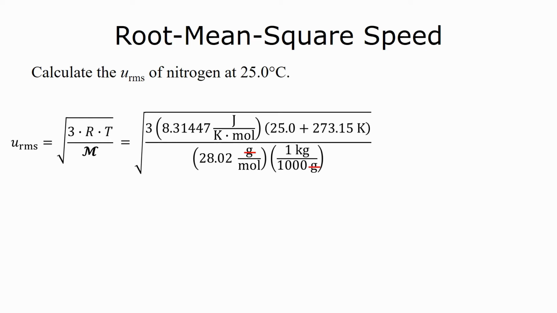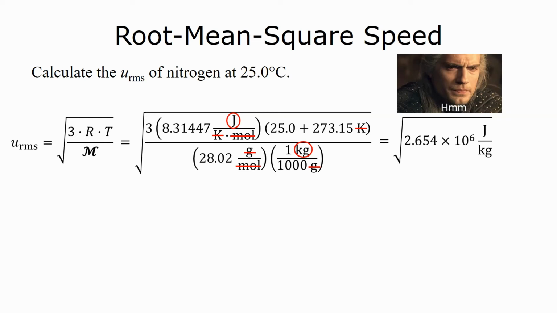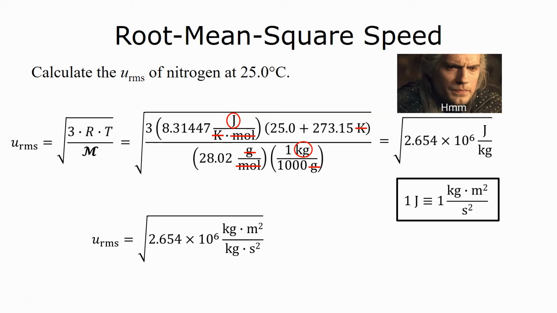Now, as we start canceling out units, we notice that in the end, we are actually left with joules per kilogram. Okay, this is a bit of a problem, and this isn't even our final units. This is the square root of something joules per kilogram. Well, if we recall, 1 joule is defined as 1 kilogram meter squared per second squared. Aha! So, if we take this conversion, we substitute in this kilogram meter squared per second squared in for a joule, these are our new units.